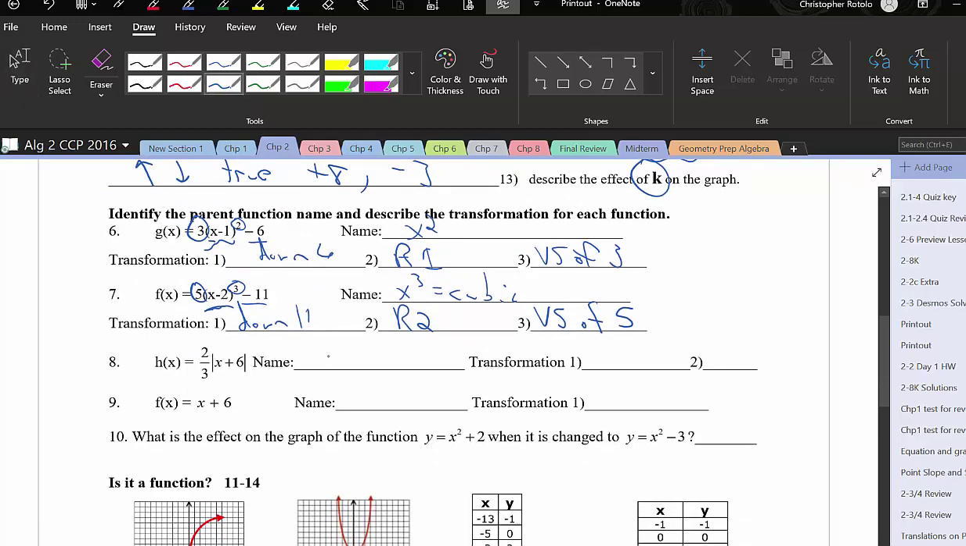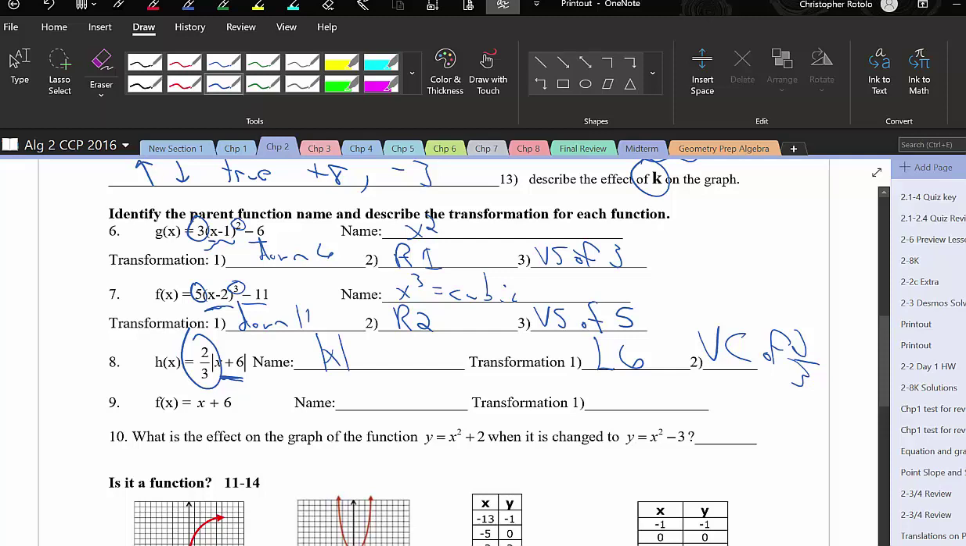Next one we have is the absolute value. There's nothing on the outside that's being added or subtracted, so it doesn't move up or down. If I have plus 6, that's left 6. Inside is left and right, and it's opposite. It's multiplied by 2/3. That's less than 1, so it's vertical compression of 2/3.